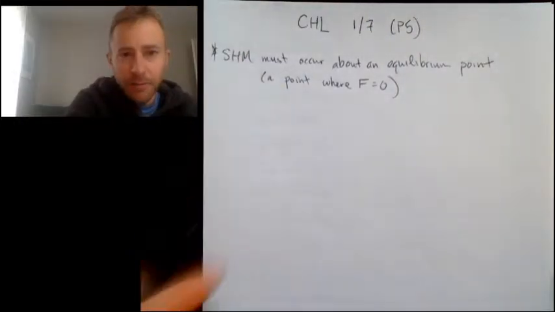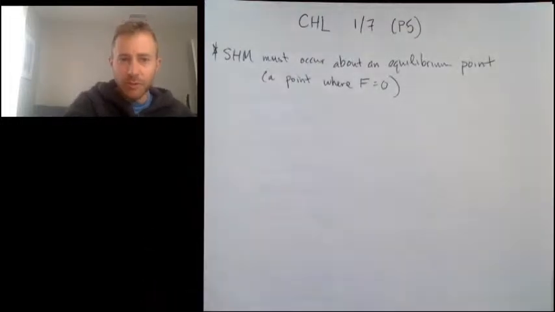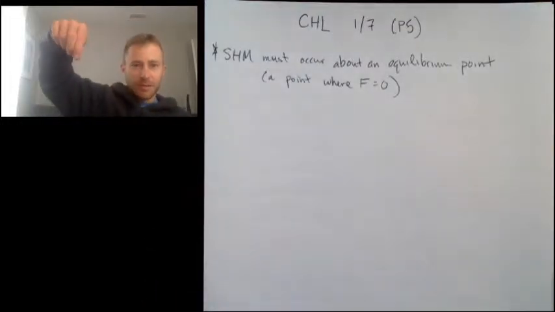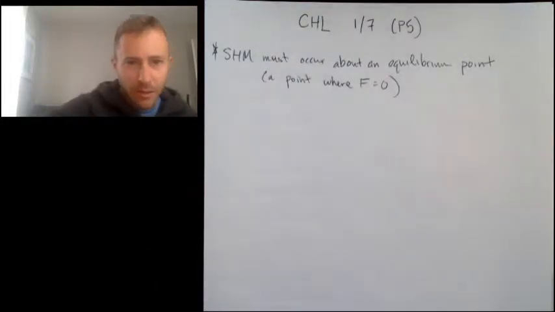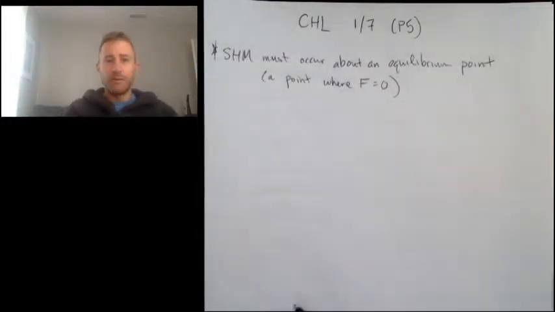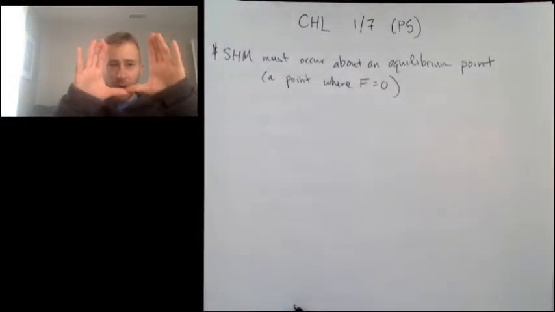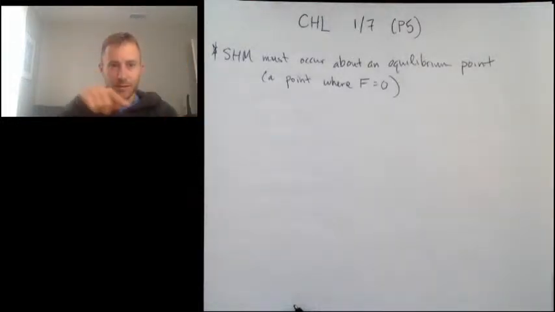You can't have, for example, simple harmonic motion if something is on a hill, because it's not going to oscillate about that point on the hill. It's going to roll down the hill. You could have simple harmonic motion about the bottom of a hill, because then it is going back and forth like that.